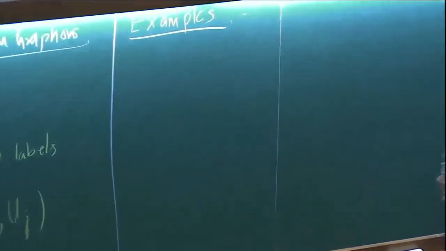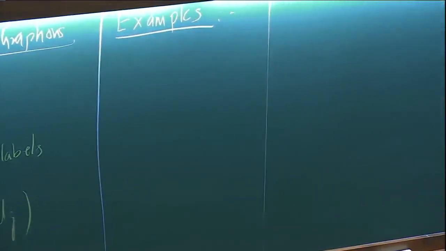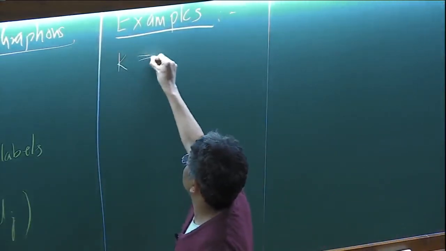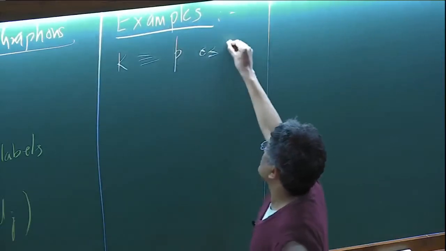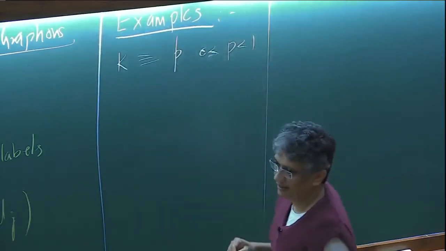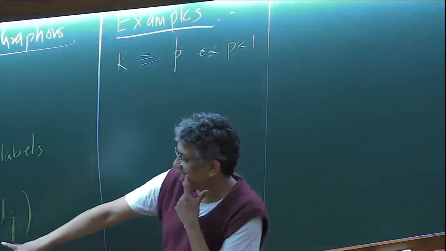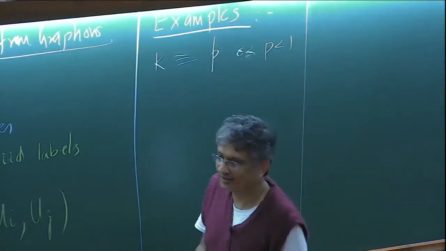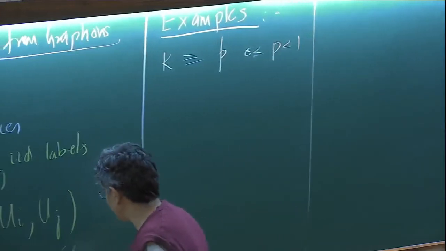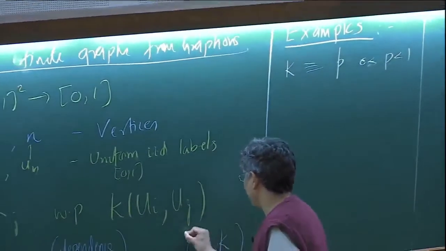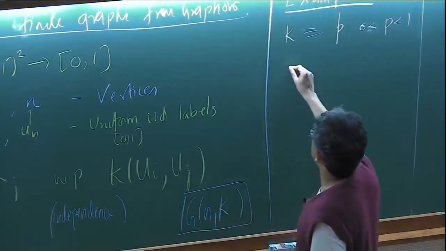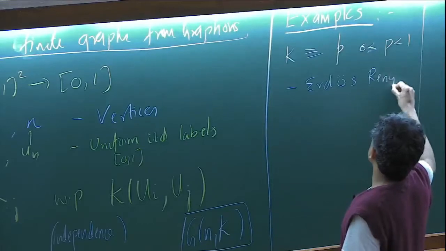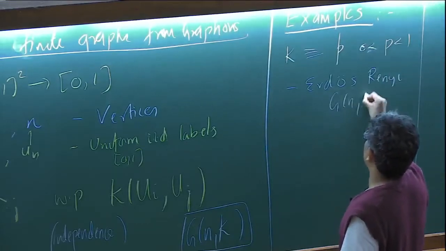So here the idea is the following. Suppose my kappa was a constant function p. That means I'm connecting every edge with probability p. So I'm just getting the Erdős–Rényi graph back. Let me call these finite graphs G_n, and this is the Erdős–Rényi graph, G(n,p).